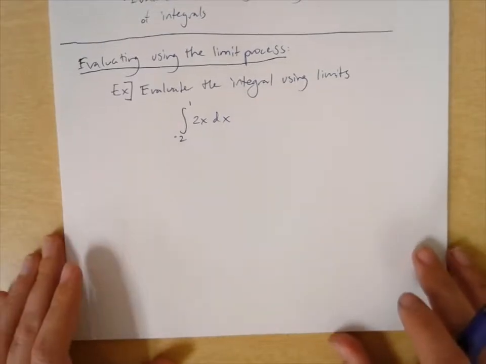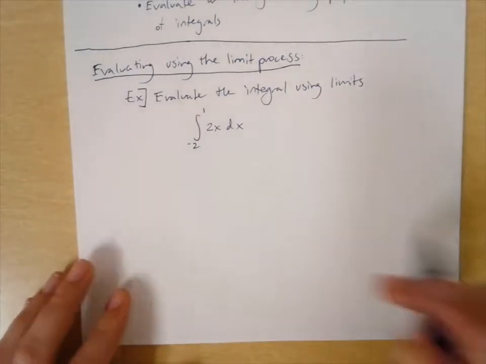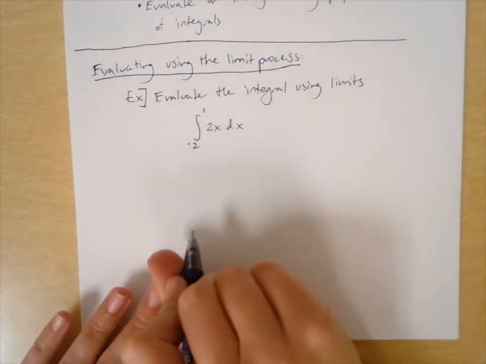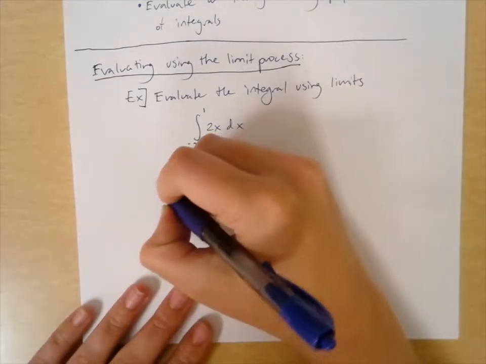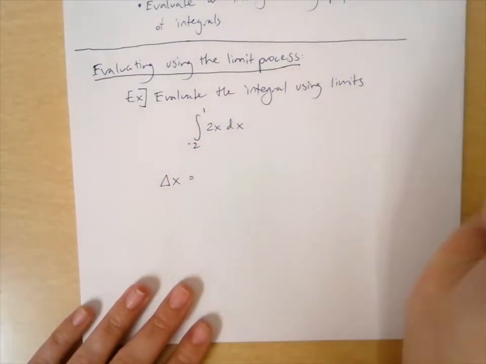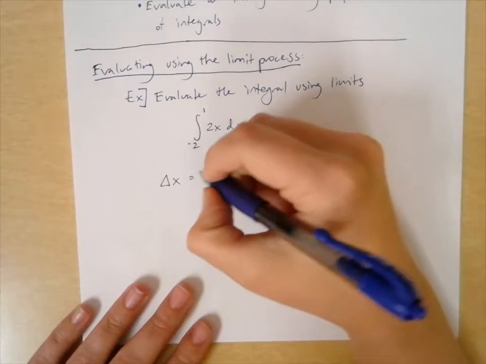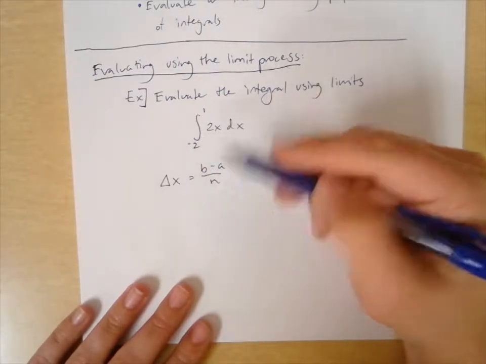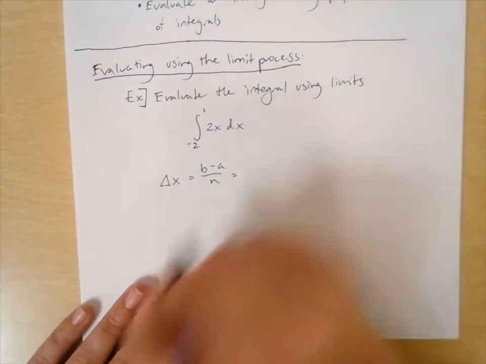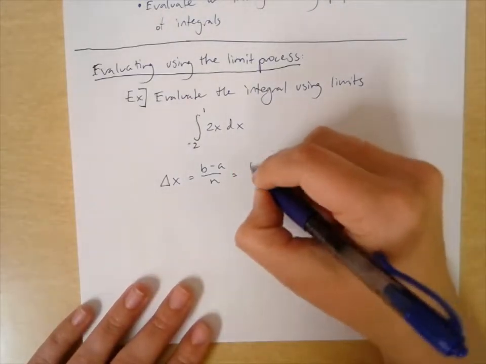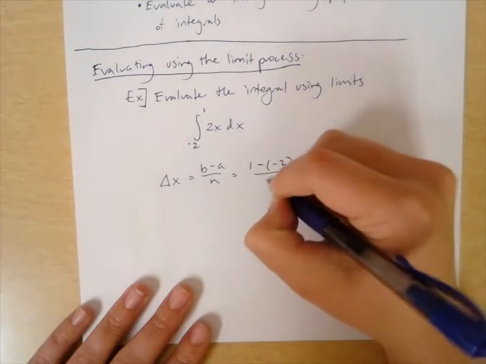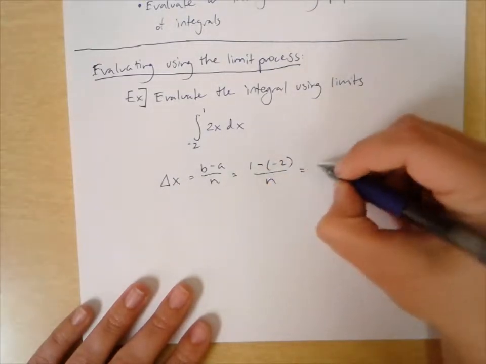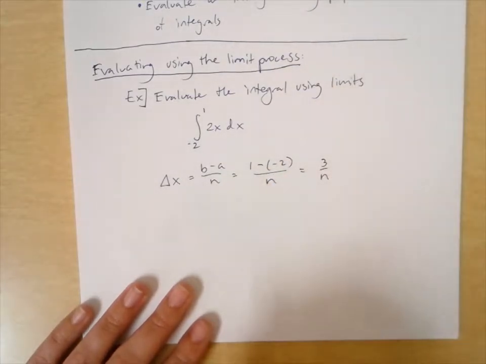It's important to identify a few different things. First of all, in this particular problem, our delta x, remember we find delta x by doing b minus a over n, which in this case is 1 minus -2 over n, which ends up getting us 3 over n.